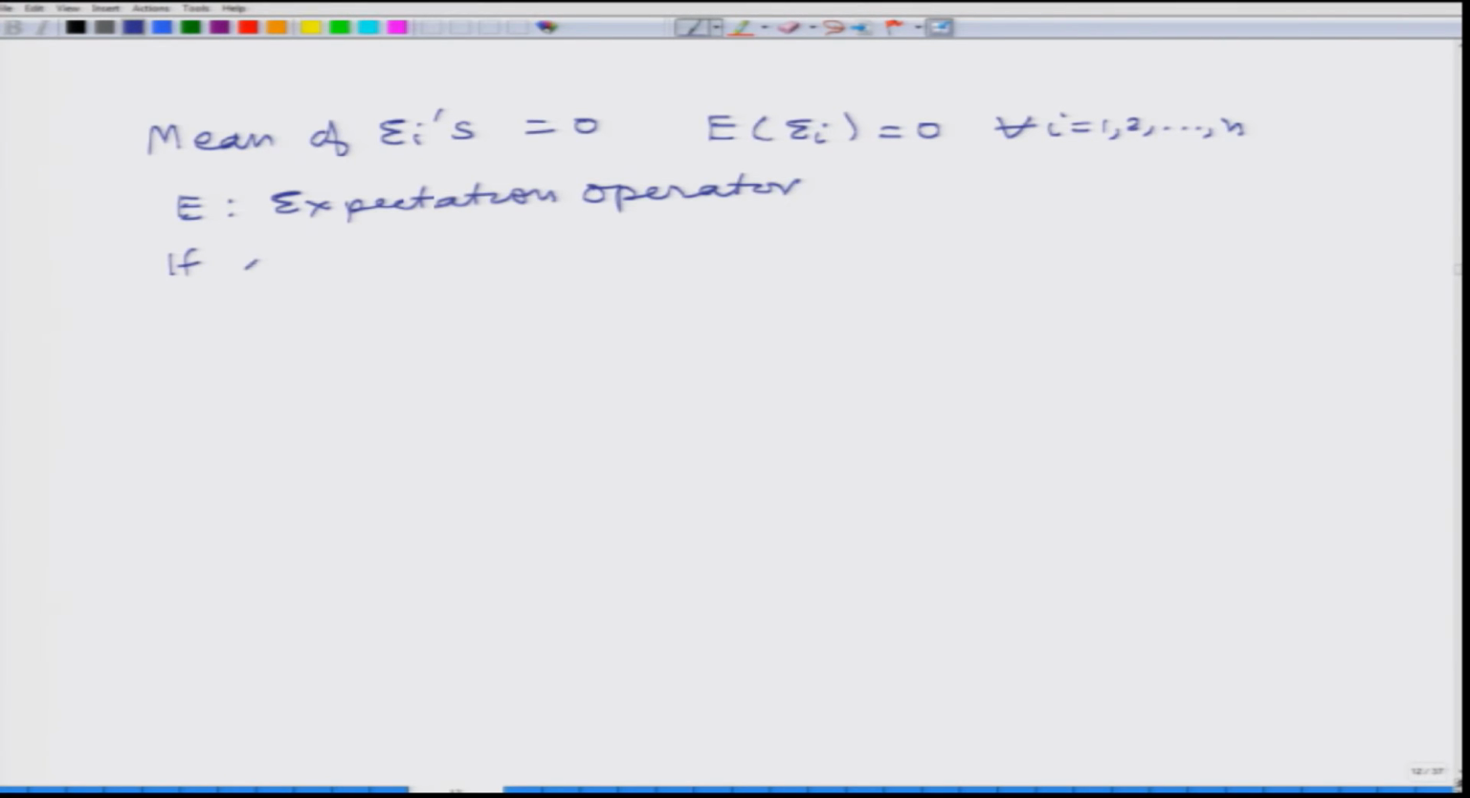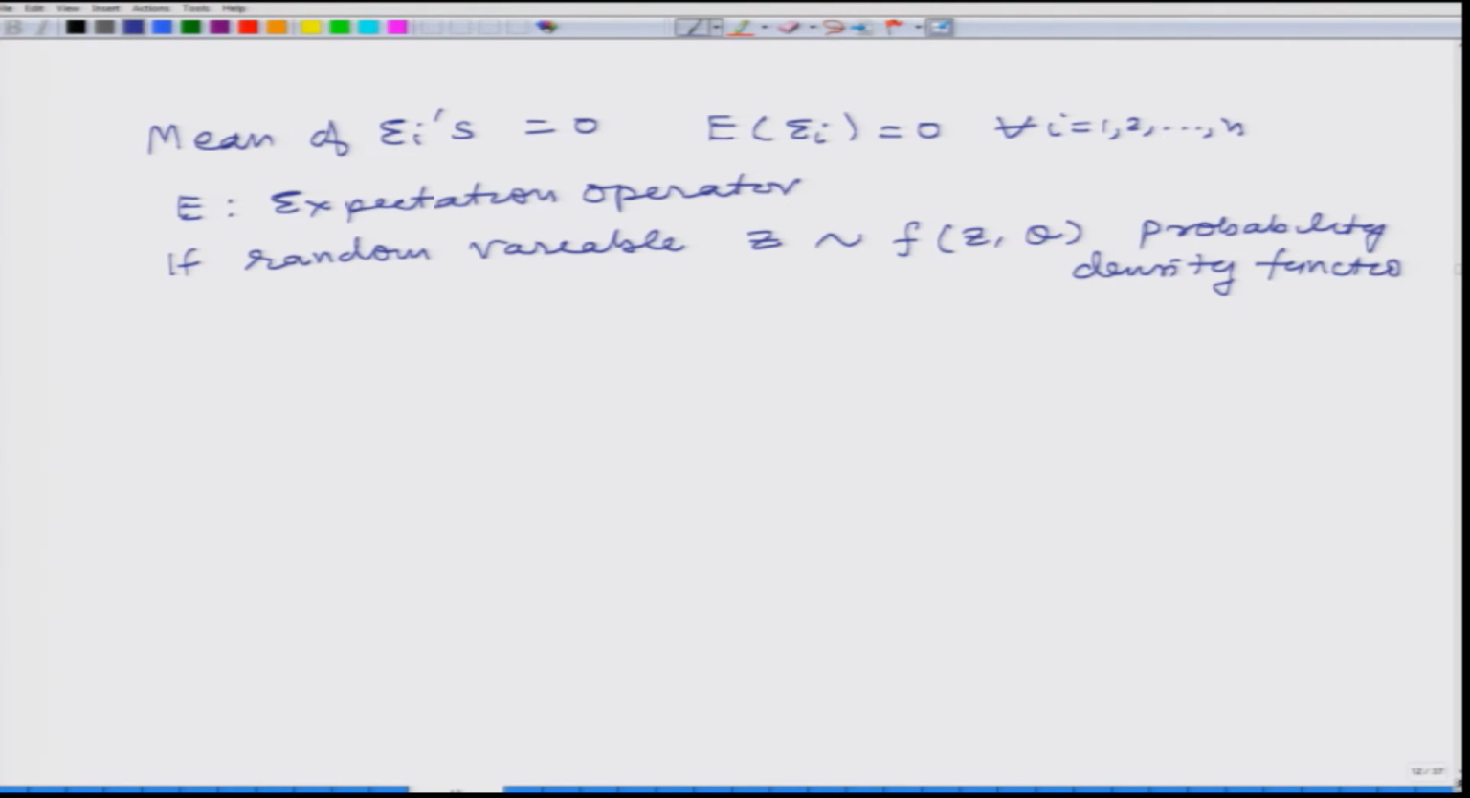If there is a random variable, say z, which is going to follow a probability density function, say f z with parameter theta, where z is the random variable and theta is the parameter, then we define the expected value of z as the integral over the range of z of z f z dz. And in case you are using a discrete random variable, then in place of the probability density function we use the probability mass function, and this integral is replaced by the summation.